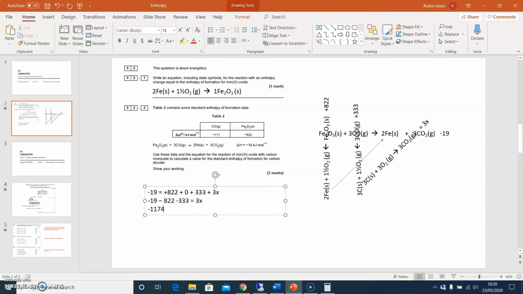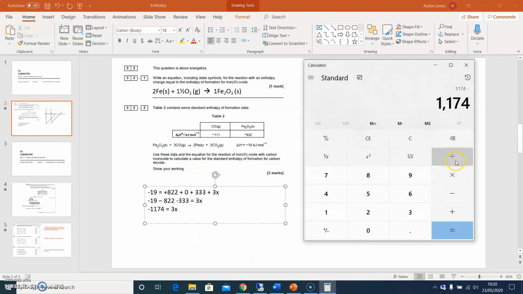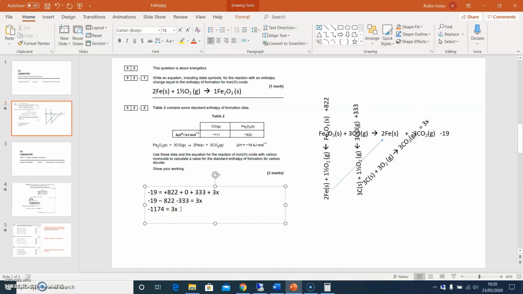Minus 1174 equals 3x. Divide both sides by 3. Divide by 3 equals 391.3. So minus 391.3 equals x. Done. So my enthalpy change is minus 391.3 kilojoules per mole, because all of these are in kilojoules per mole.